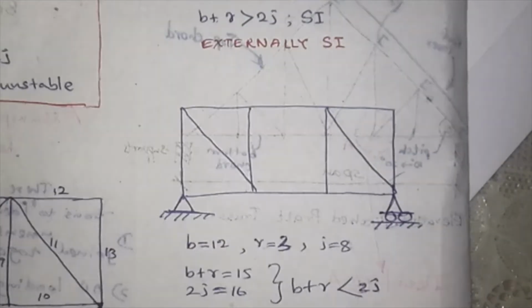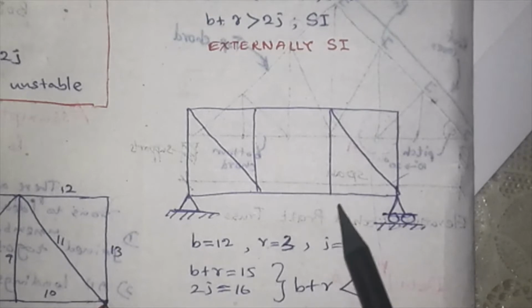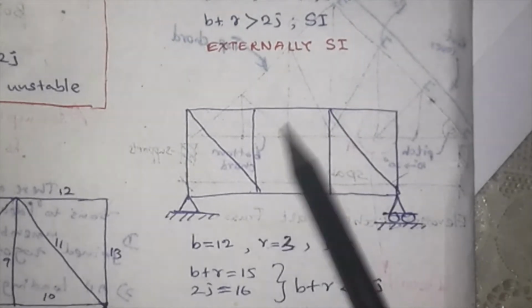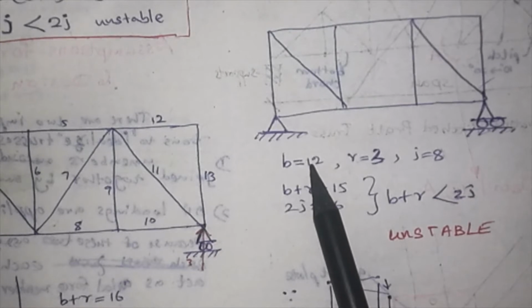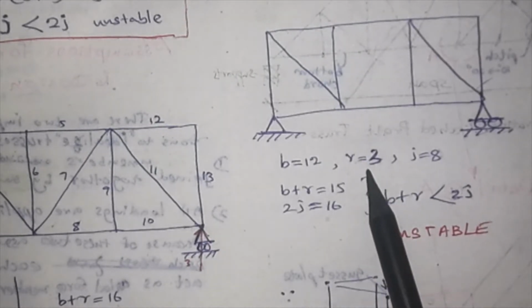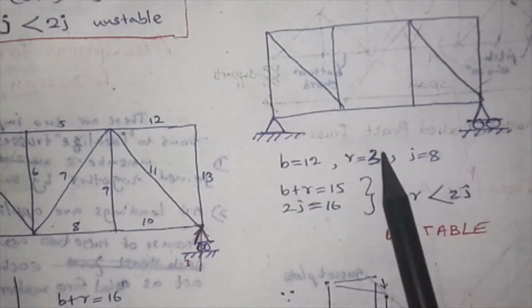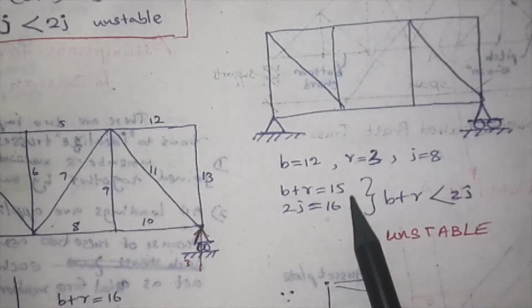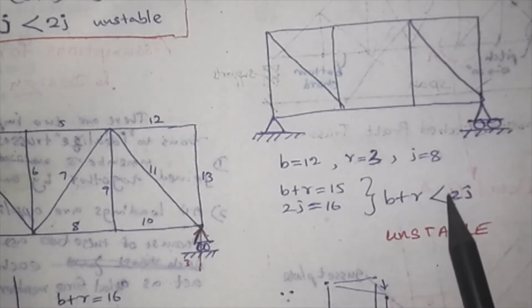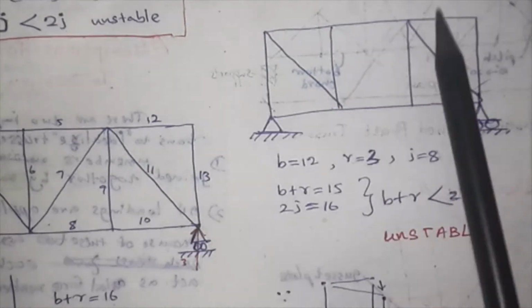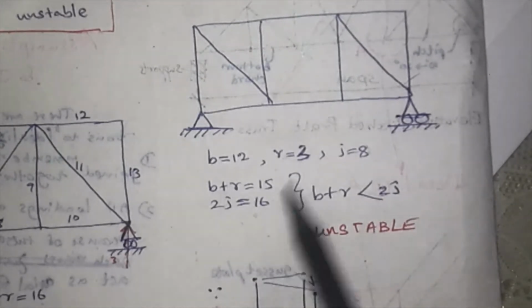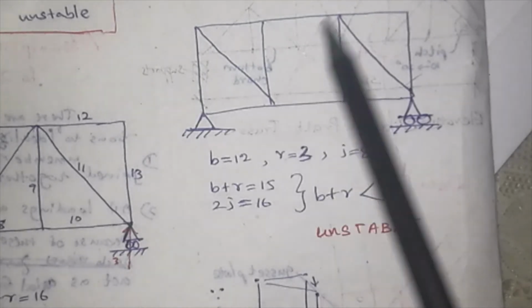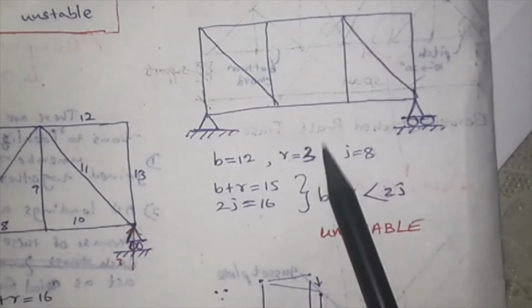And in this one, what you have done is removed this support. This support was previously there and has been removed. Now B is 12, the number of bars. Now you have 12, not 13. Reaction is still the same, 1 here, 2 here, 3. Joints is 8. B plus R is 15. 2J is 16. So B plus R is less than 2J. That means this structure is unstable. This particular structure is unstable. That means it can't be like this. This will fall down. You can't form it in this version.